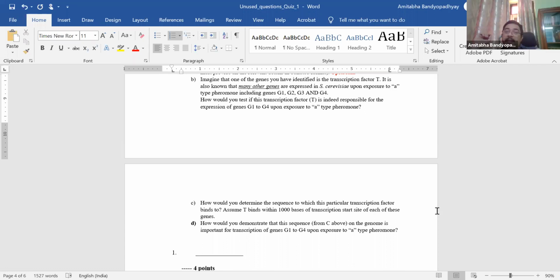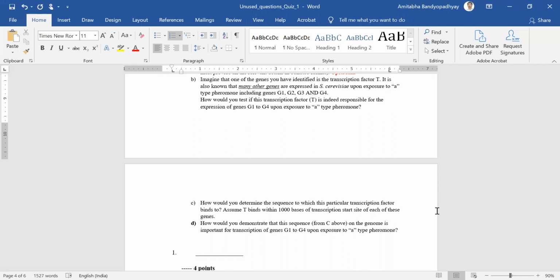Is it saying identify all the genes that are transcribed because of transcription factor T? No. Or is it saying just demonstrate that T is responsible for transcription of these 4 genes? Yes. It is just asking if T is responsible for the transcription of these 4 genes. So if these 4 genes are being transcribed or not, how would you determine that?